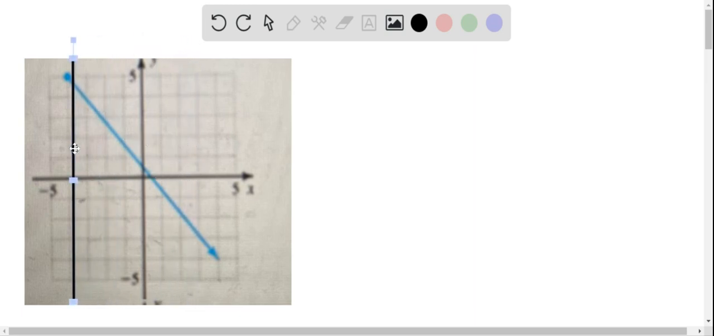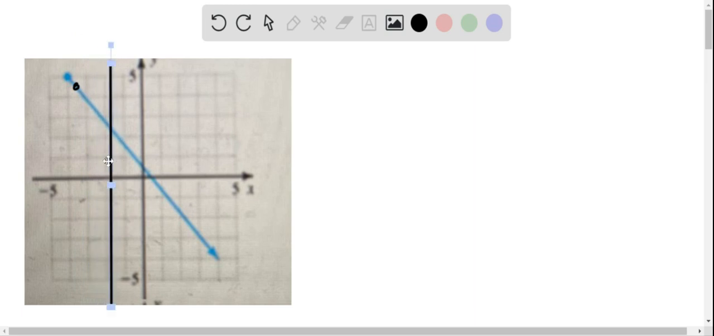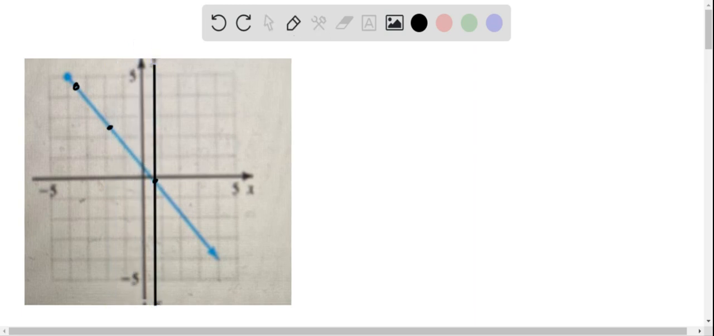So when I start from here, I see that it intersects only at one point over here. And similarly, I can move this like this. So then it intersects only at this point. And now I can move it like this, and it intersects the graph at this point.